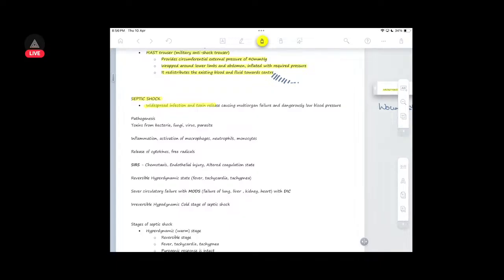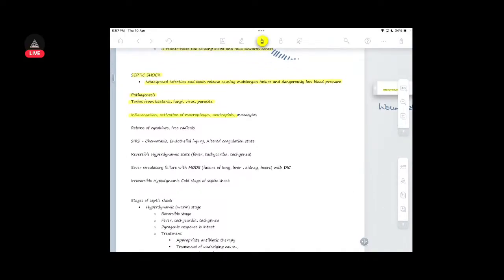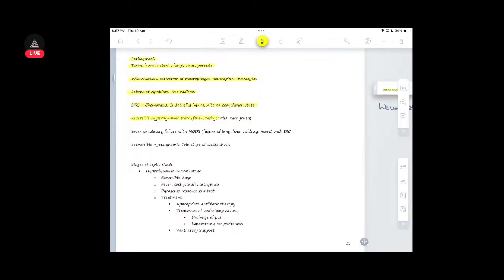Then we have septic shock: widespread infection and toxins causing multi-organ failure and dangerously low blood pressure. Pathogenesis: toxins from bacteria, virus, and parasites cause inflammation, activation of macrophages, neutrophils, and monocytes, and release of cytokines and free radicals. Then you have severe inflammatory response syndrome, wherein you have a reversible hyperdynamic state, circulatory failure with MODS with DIC, and an irreversible hypodynamic cold stage of septic shock.